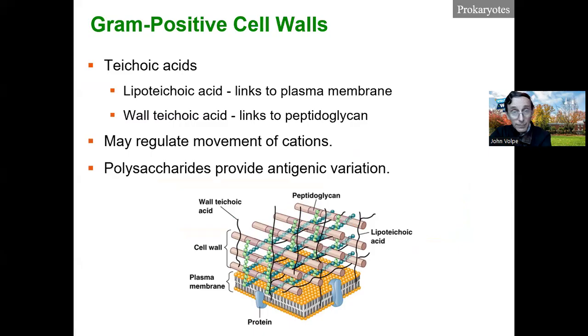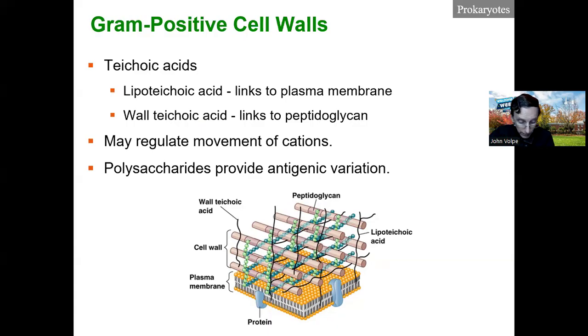Teichoic acid is thought to help regulate the movement of cations, meaning a positive ion can, from this side of the cell, come into the cell wall and then move down the teichoic acid and then eventually move into the cell. So the teichoic acid helps regulate the movement of cations. However, cations do not need the teichoic acid to move into the cell.